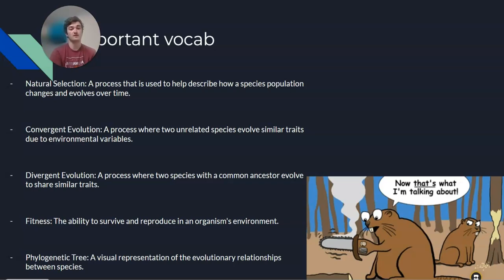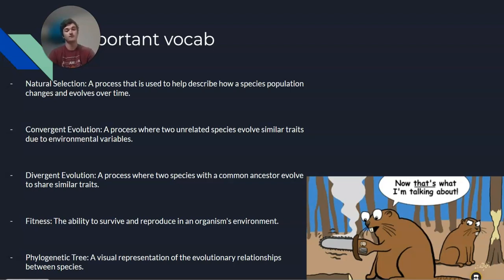Convergent evolution is a process where two unrelated species evolve similar traits due to environmental variables. An example of this is scorpions and crabs evolving pinchers even though they do not have a common ancestor. Divergent evolution is a process where two species with a common ancestor evolve similar traits. When you look at a chimpanzee and a human, we both have opposable thumbs, which allow us better climbing, and that is due to a common ancestor that we have.